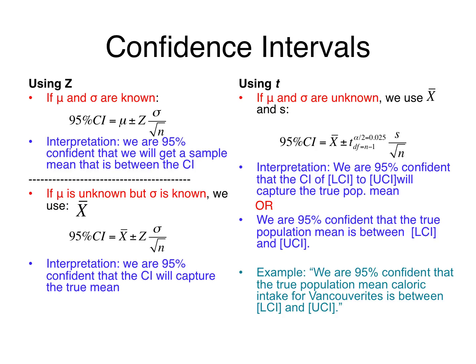Our interpretation of a confidence interval depends on whether the mean and standard deviation are known or unknown. Whenever the true mean is known, our interpretation of a confidence interval is that we are 95% confident that we'll get a sample mean that is between the confidence interval. When the true mean is unknown, whether or not the true standard deviation is known, our interpretation is that we are 95% confident that the confidence interval will capture the true population mean. So we're using the information we have in our sample to derive an estimate of our true mean. Using an example from one of our previous tutorials, we are 95% confident that the true population mean caloric intake for Vancouverites is between the lower confidence interval limit and the upper confidence interval limit.